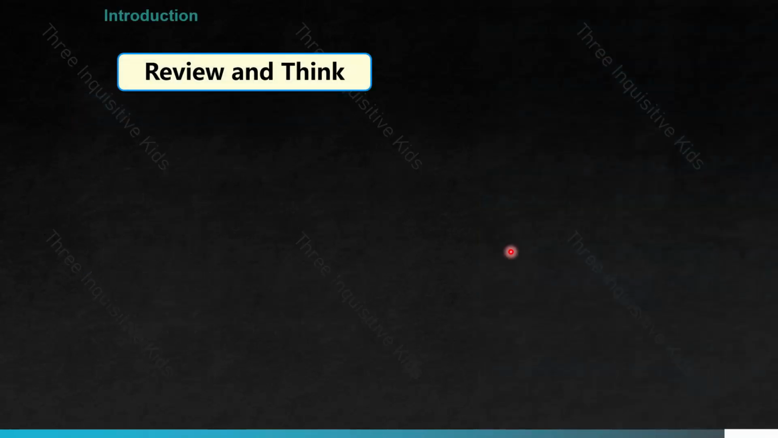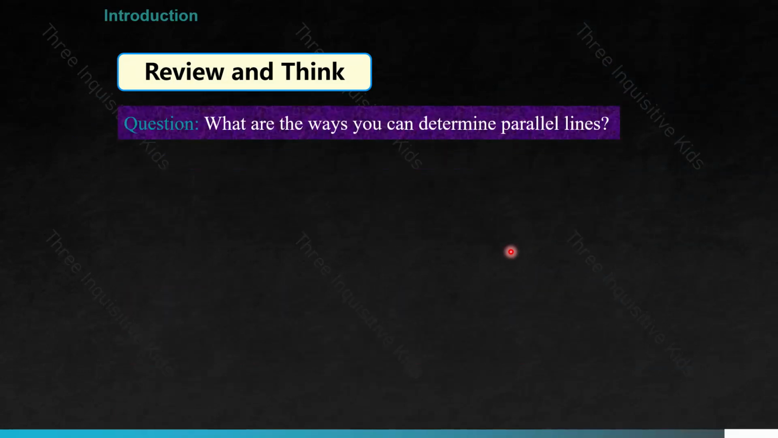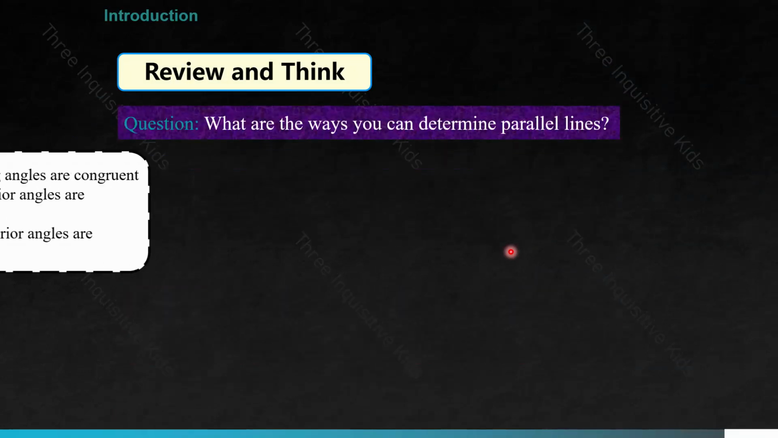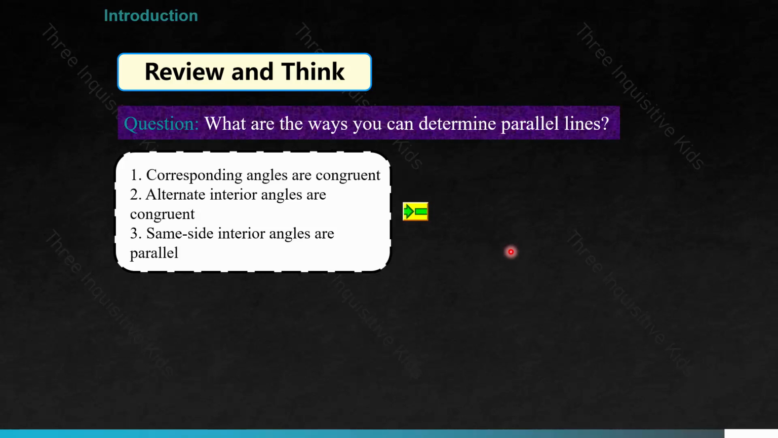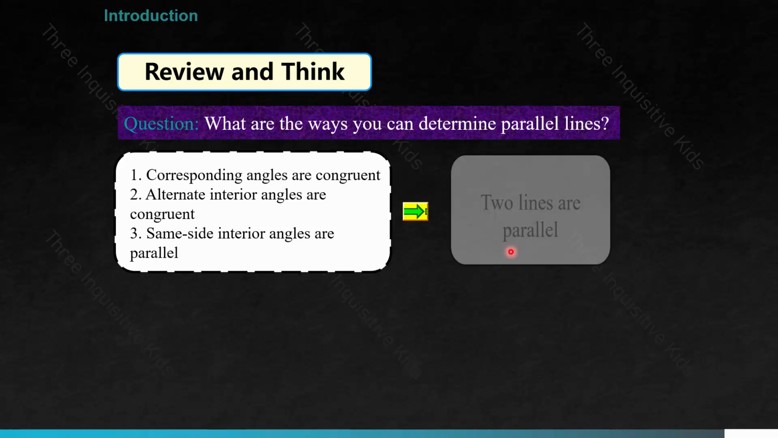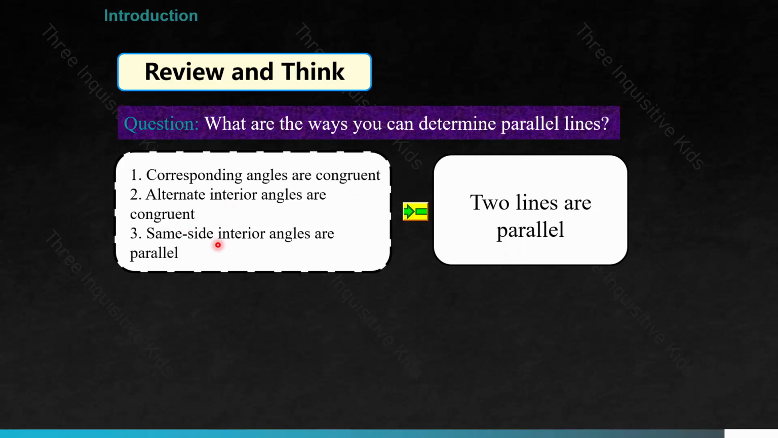Introduction. Review and think. What are the ways you can determine parallel lines? Well, the three different ways we've looked at so far in this unit are when corresponding angles are congruent, alternate interior angles are congruent, and when same side interior angles are supplementary. If any of these are true, then we know that the two lines are parallel. Conversely, if one of these is true, we know that the two others are true as well.